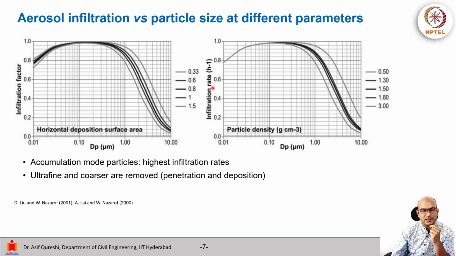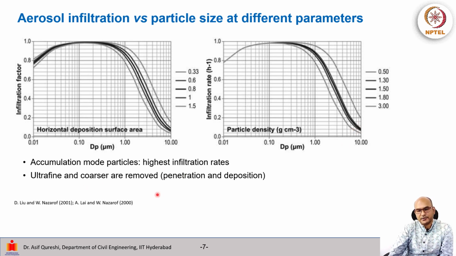Again we see that the accumulation mode particles have the highest infiltration rates, whereas the ultrafine particles are removed to some extent. In the accumulation mode we're talking about almost 100% infiltration. For ultrafine, we are somewhere between 60 and 80, here also around 80%. And then for coarser particles we are looking at a very low number, around 50 to less than 10%. Same here, around 50 to less than 10%.